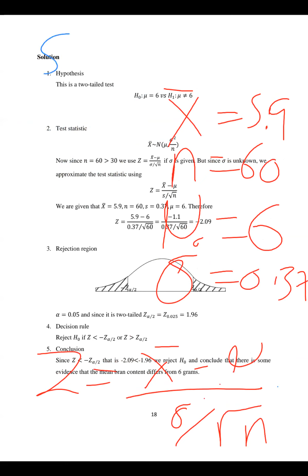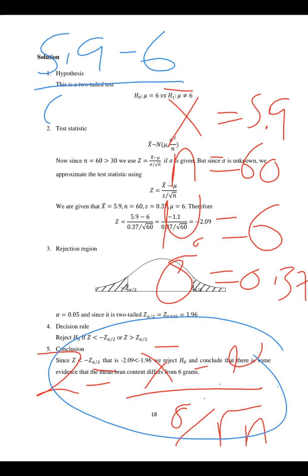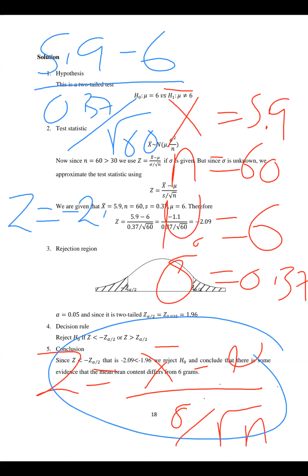X bar is 5.9 minus 6. Our mu is 6. Over, we are computing into this Z formula, Z statistics. The standard deviation is 0.37. We divide that by the square root of 60, which is our sample size. Once you do all your computations, you find that 5.9 minus 6 will be negative 0.1. Then you divide by the standard deviation, 0.37, over the square root of sample size 60. You get the Z statistics that is equal to negative 2.09.